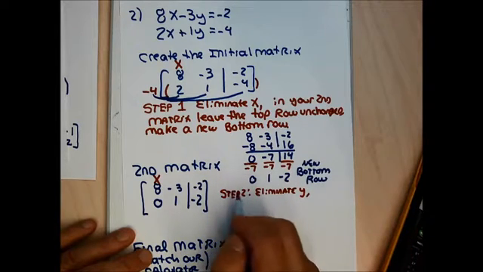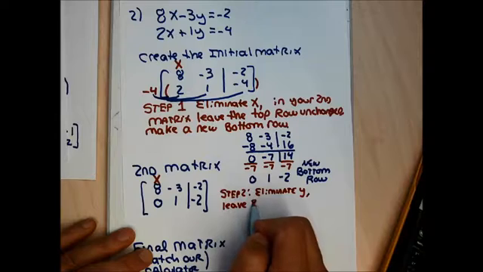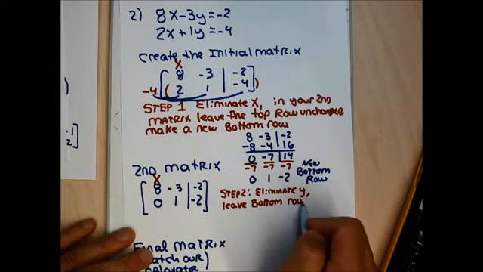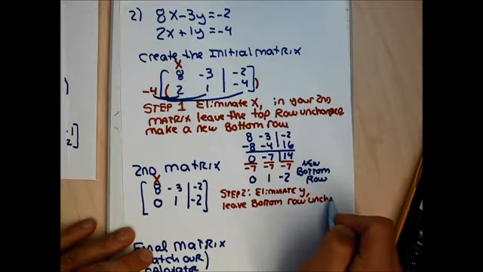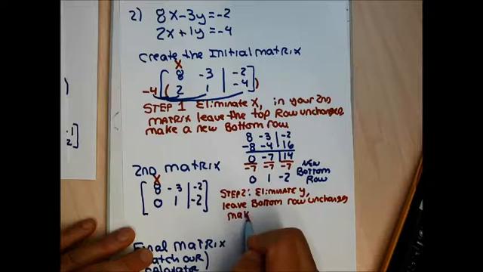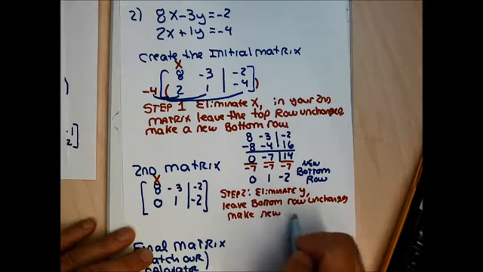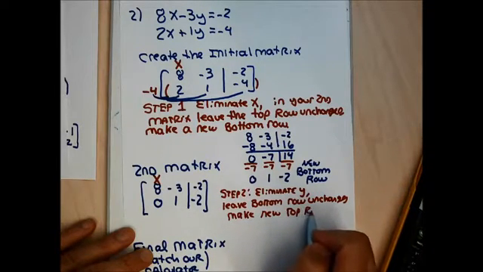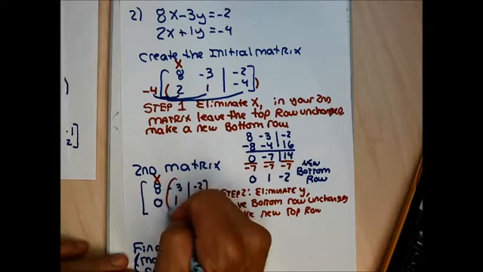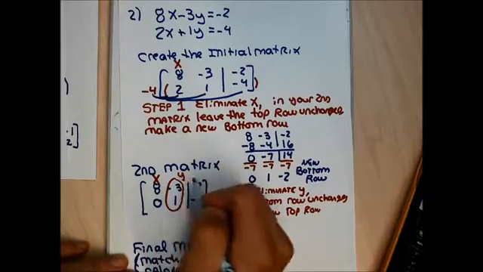And I'm going to leave the bottom row unchanged, and I'm going to make a new top row. So I look at the y column and I want to eliminate the y's. I want to get a 0.